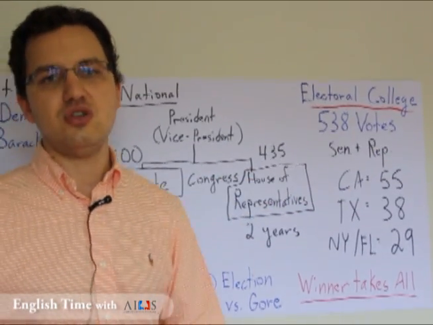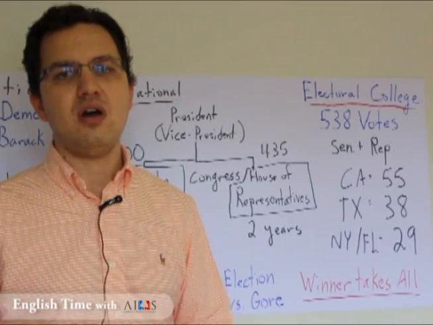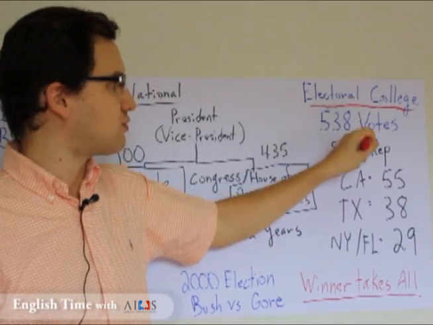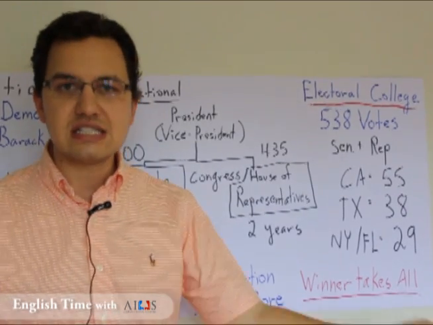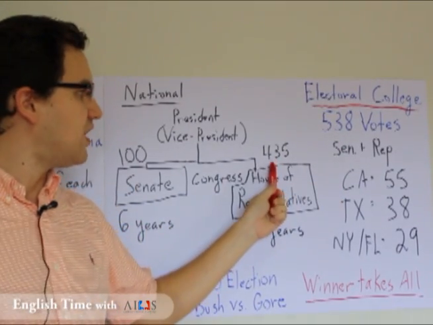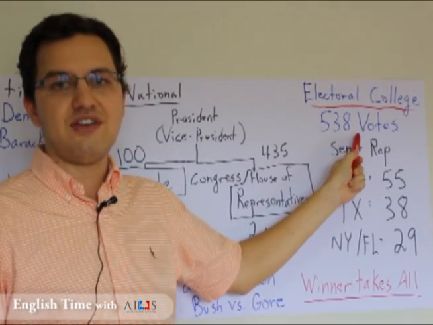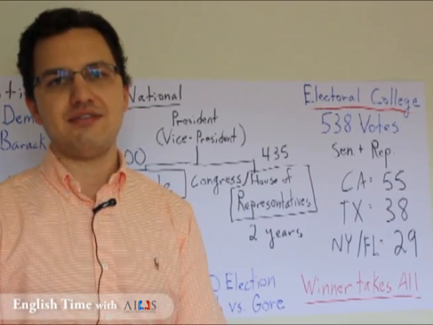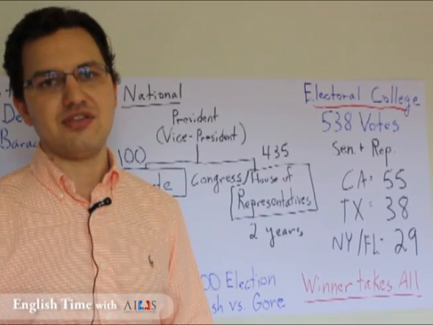So if you watch the news on the night of November 6th, the news people will not be talking about individual Americans voting. They'll be talking about electoral votes. There are 538 electoral votes. Where does this number come from? It comes from 100 senators plus 435 representatives. That makes 535. So where are the extra 3? Washington, D.C., the capital of America, gets 3 extra votes, making it 538.